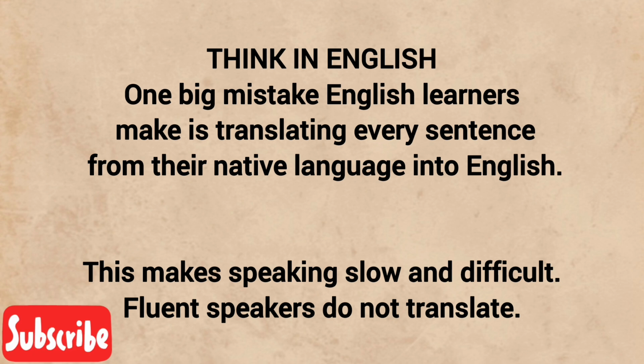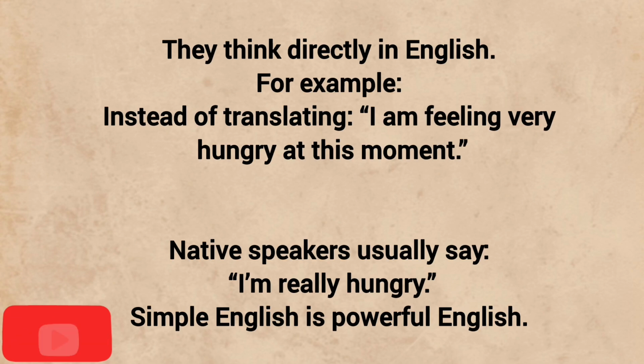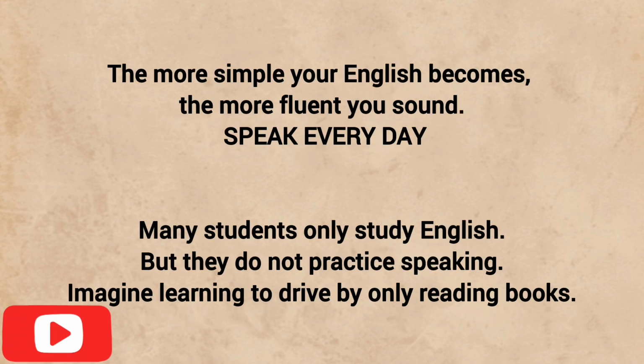Think in English. One big mistake English learners make is translating every sentence from their native language into English. This makes speaking slow and difficult. Fluent speakers do not translate. They think directly in English. For example, instead of translating "I am feeling very hungry at this moment," native speakers usually say, "I am really hungry." Simple English is powerful English. The more simple your English becomes, the more fluent you sound.